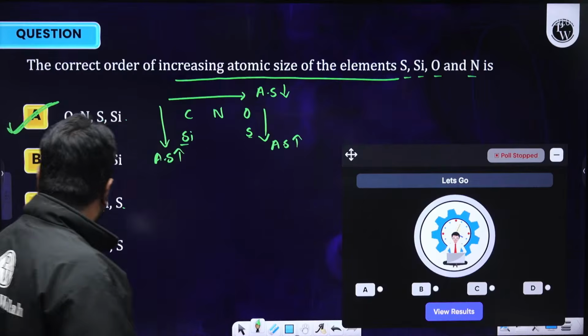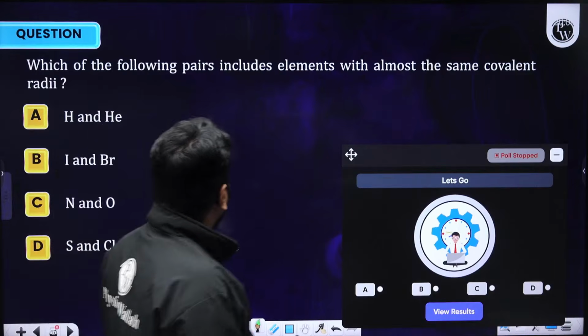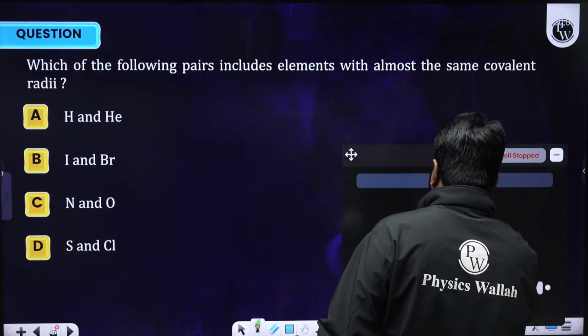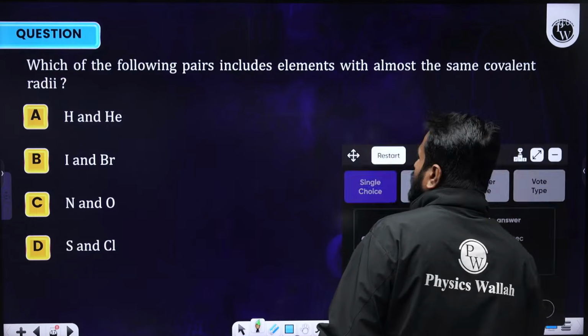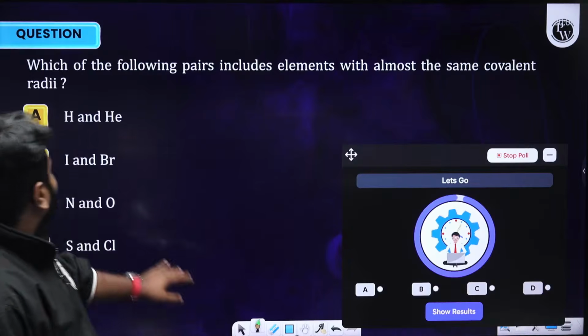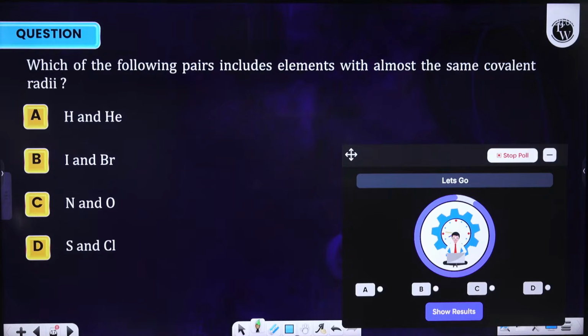Next question. Which of the following pairs include elements with almost the same covalent radii? The question is all about covalent radii.